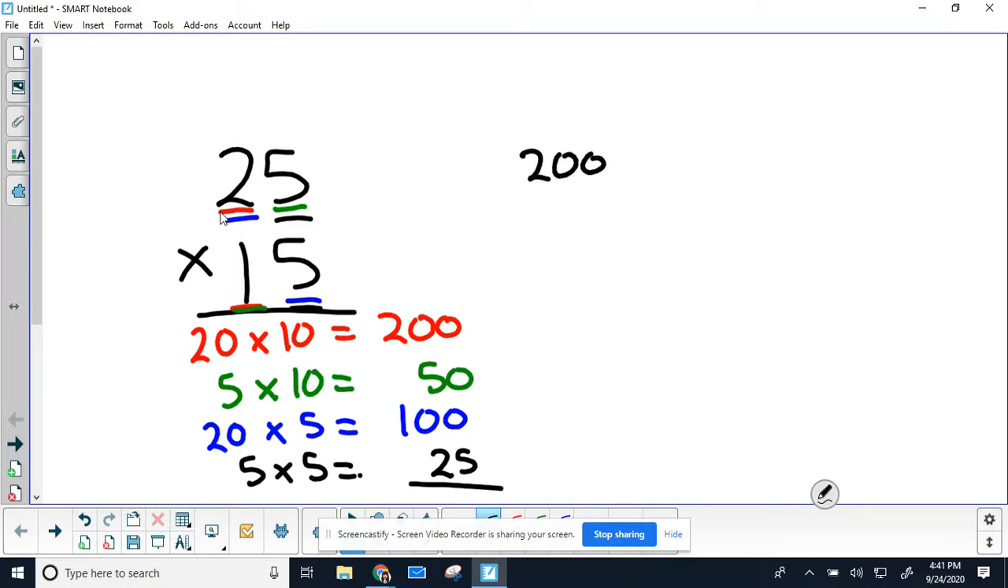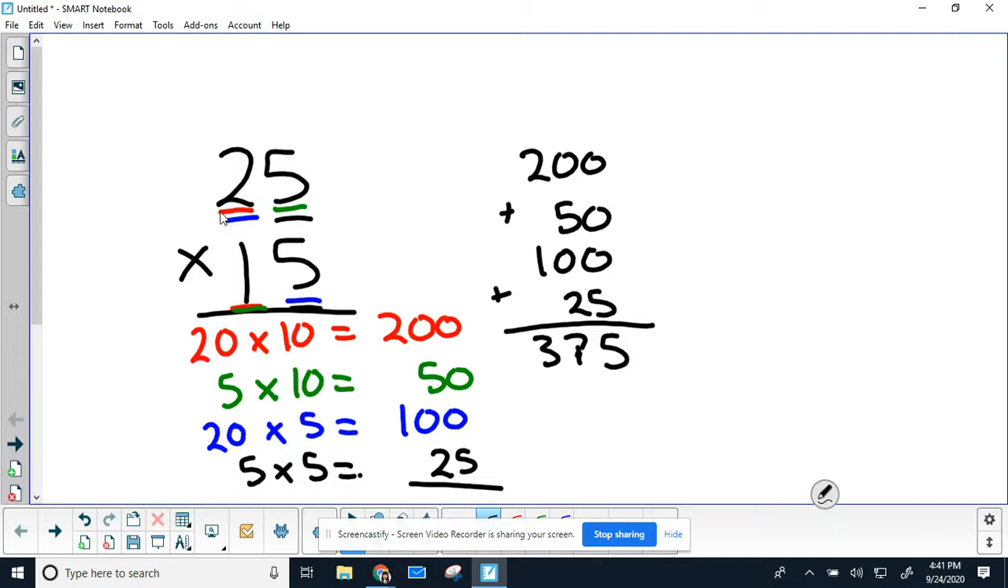Because I'm out of space, I'm going to go over here and add them. So 200 plus 50 plus 100. All right, so let's see. This is 5 plus 2 is 7. 2 plus 1 is 3. So 375 is my answer. Okay, so that is a review of partial products.